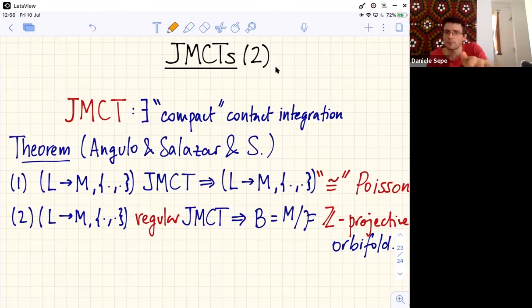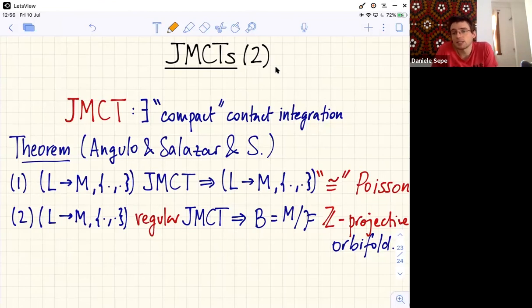This should be compared to the result that Maria Amelia and I have about isotropic realizations of Jacobi manifolds, that all the leaves are even dimensional. This is better, because having a groupoid is better than having the representation in some sense. You have more structure. And this is very similar to the first item that they proved in the theorem that I showed.